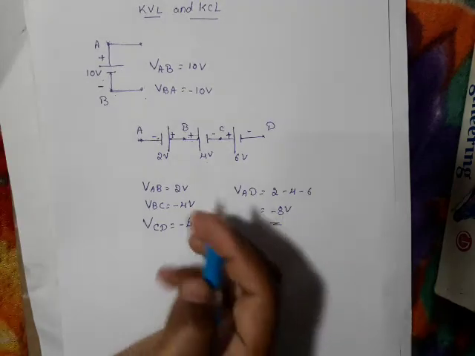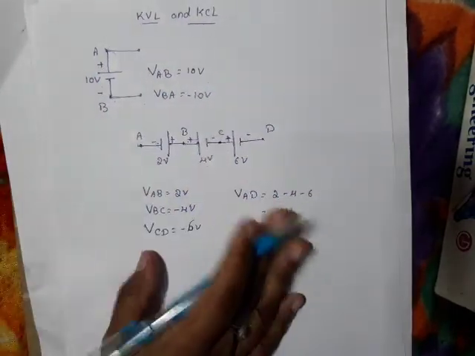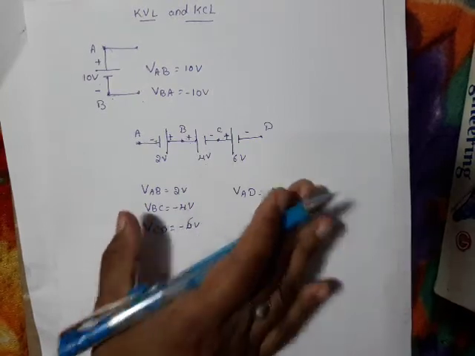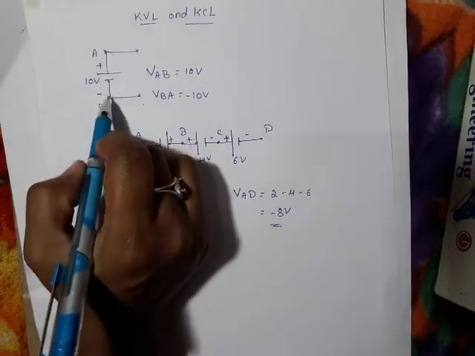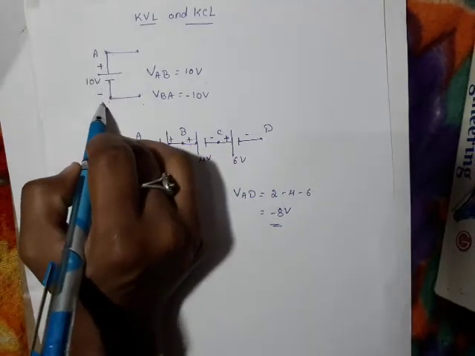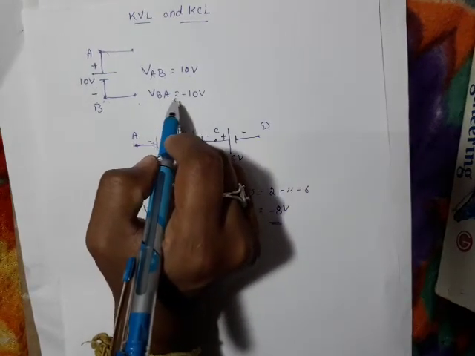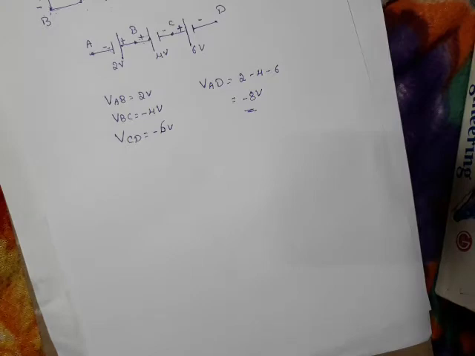But please don't get confused with respect to this. This is the VAB voltage. Here we are not applying this technique. This technique can be applied only for the completed circuit. This is one complete circuit, but here we have only one battery from positive to negative. That's why we have taken VAB equal to 10 volts and VBA equal to minus 10 volts. I hope it is clear with respect to supply sources, battery sources.